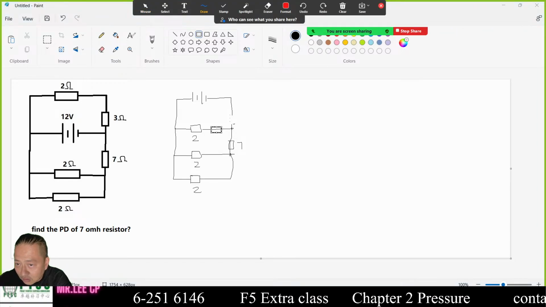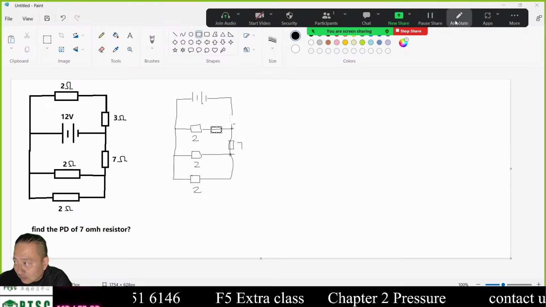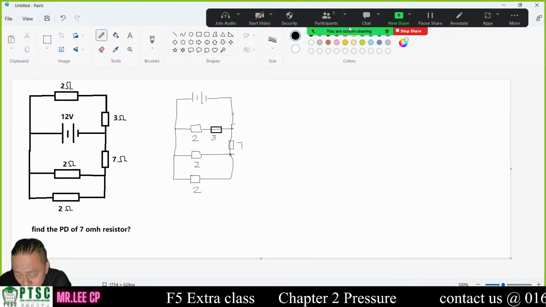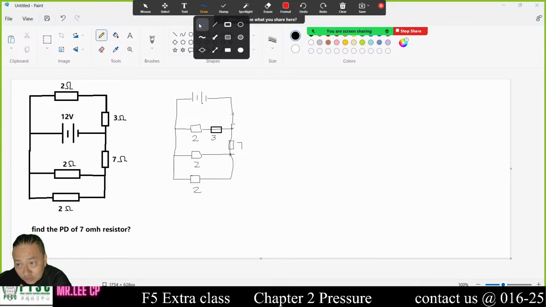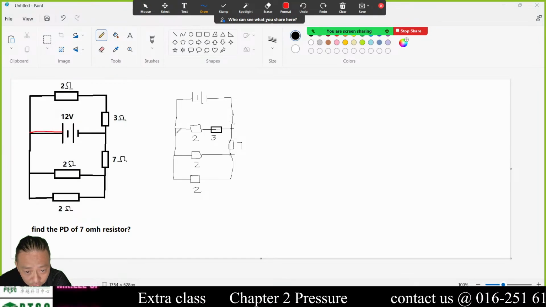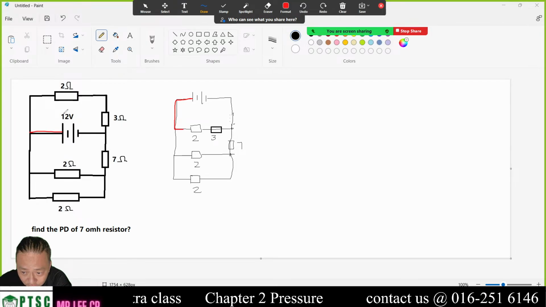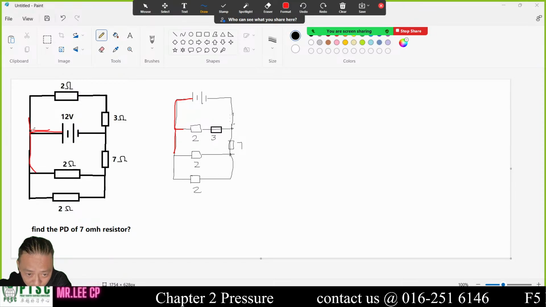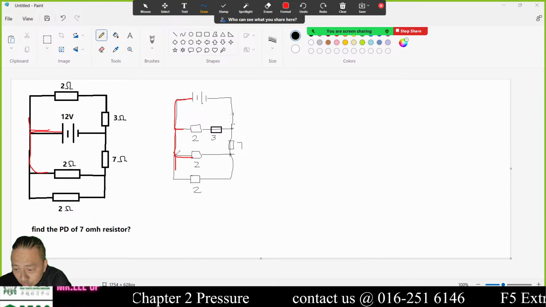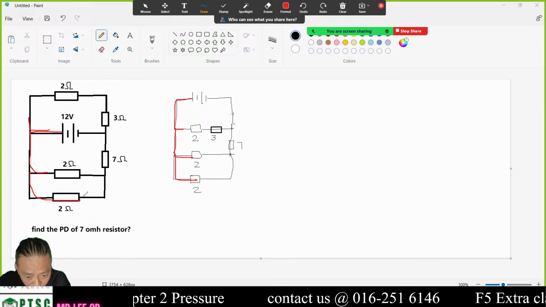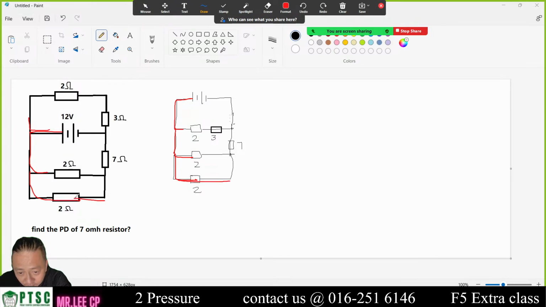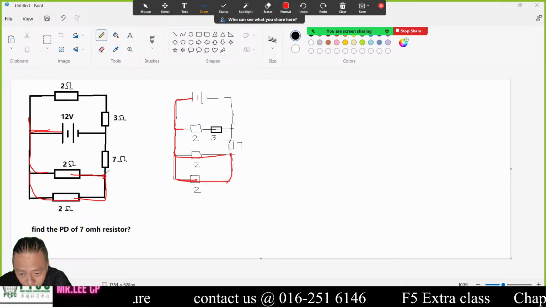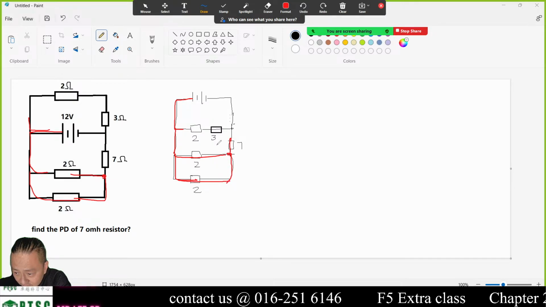Then okay. This is 3 ohm. Alright, I'll try one more time to check whether it is correct or not. So 12 volt breaks into 2, then 2 breaks into 2, 2 breaks into 2, and then joins with 2, and then must go to 7.